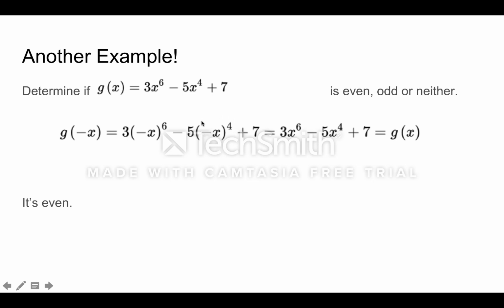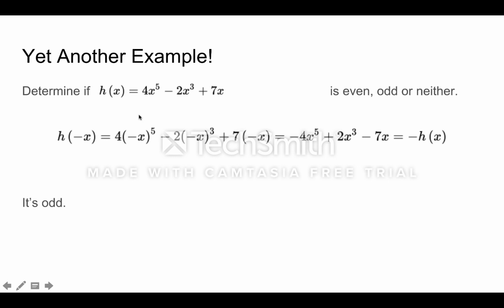Negative x to the 4th, a negative to an even power, is a positive. And then the plus 7, we didn't do anything to that. So g of negative x is 3x to the 6th minus 5x to the 4th plus 7. That's exactly the original function. That's the definition of being an even function.